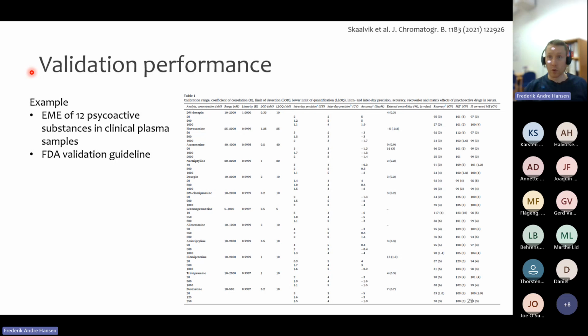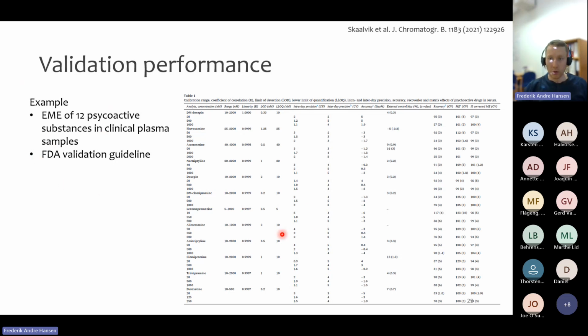Validation performance is, of course, also very important. Here I have taken one example, which is a paper published in 2021, where 12 psychoactive substances have been extracted from clinical plasma samples. And this is then validated according to FDA validation guidelines.